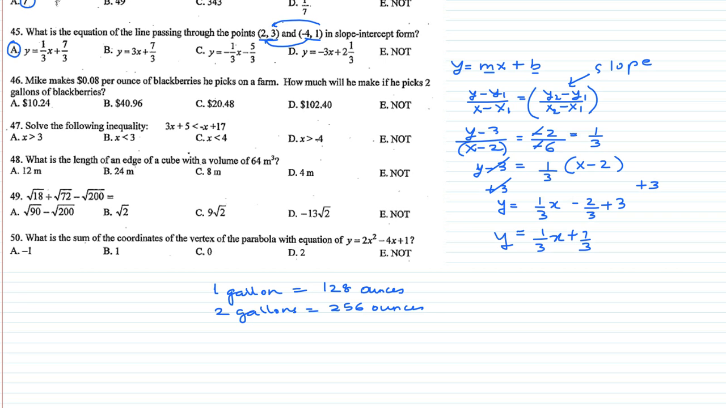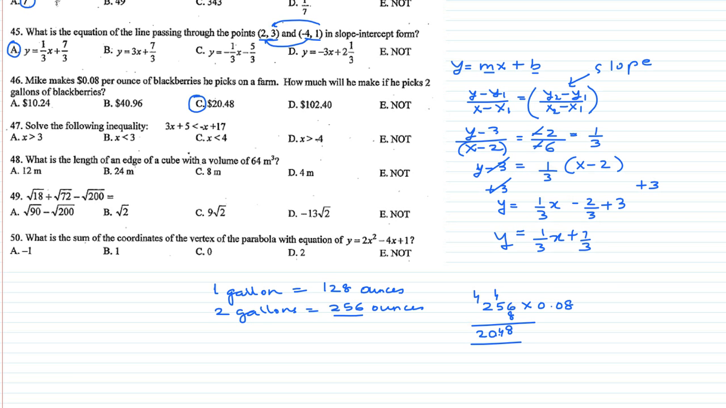So if he makes 8 cents per ounce, how much will he make when he picks 256 ounces? So that will be 256 times 8 cents. So essentially you have to multiply 256 by 8 in this case, and then divide by 100. So that's 8, 4, 4, 4, 20, and then I divide this entire thing by 100. So that will be $20.48. So we will select C as the answer.